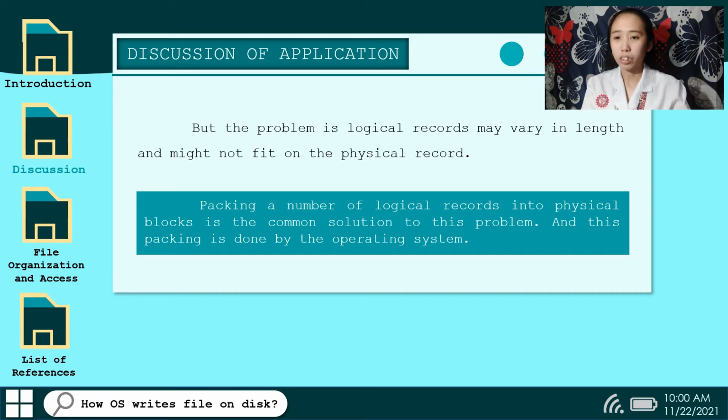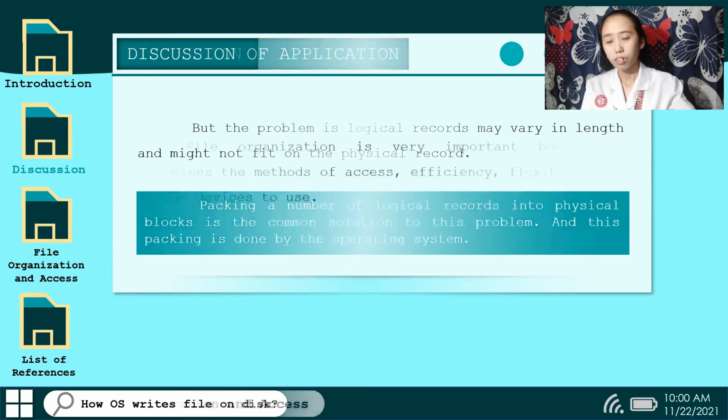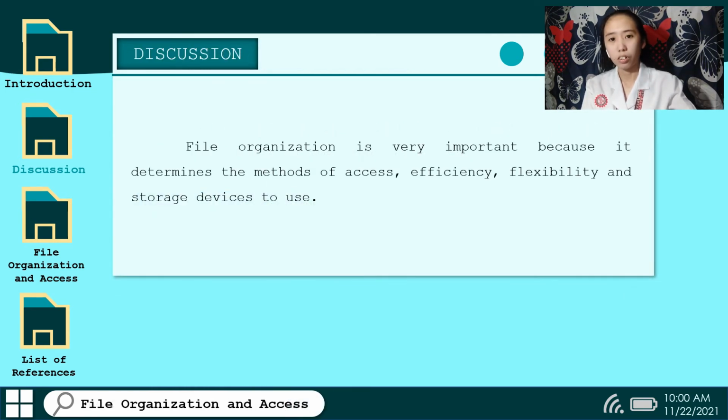Packing a number of logical records into physical blocks is the common solution to this problem. And this packing is done by a user application program or the operating system. So from the example, file organization is very important because it determines the methods of access, efficiency, flexibility, and storage devices to use.